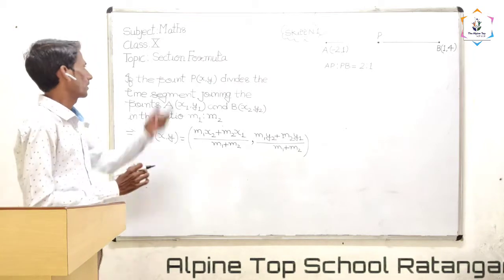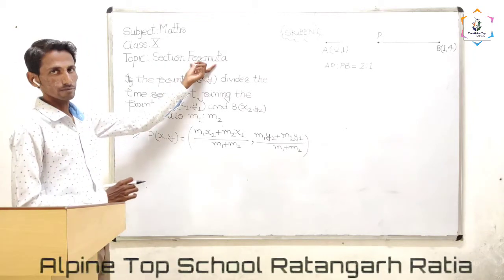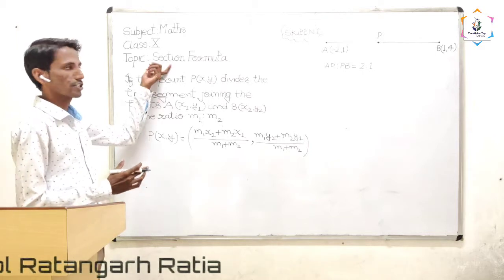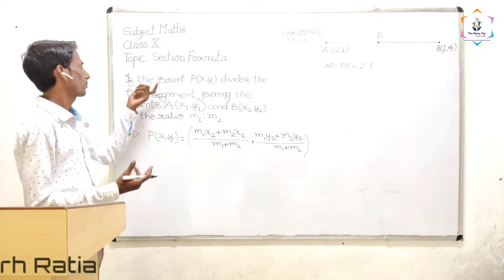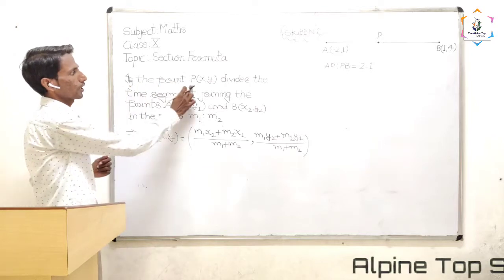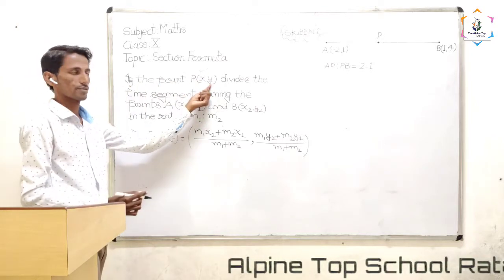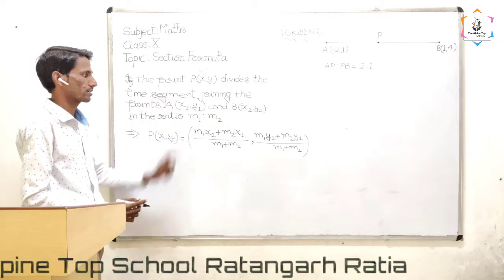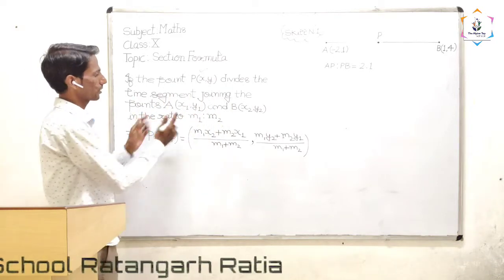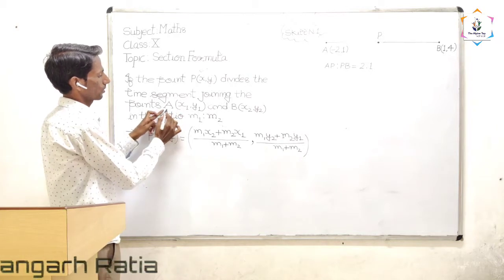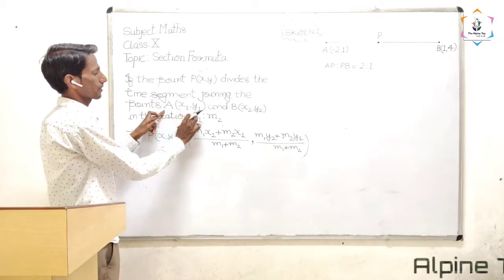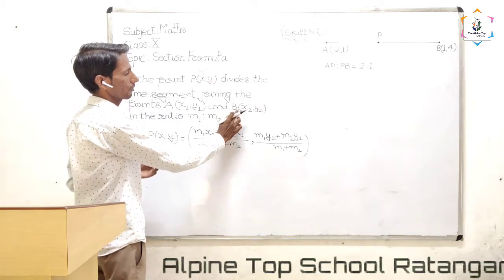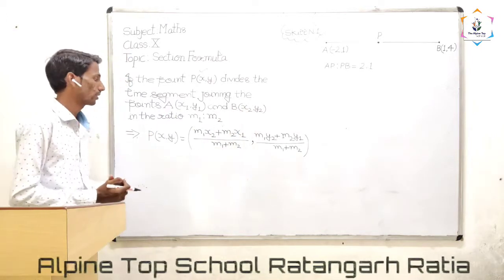Now, see, the topic is the section formula. Firstly, we have to know what the meaning of this is. Section means to divide something. There is a point P, whose coordinates are x, y, that divides the line segment joining the points. There is a line segment whose endpoints are given. The starting point is A, with coordinates x1, y1, and the second endpoint is B, with coordinates x2, y2.